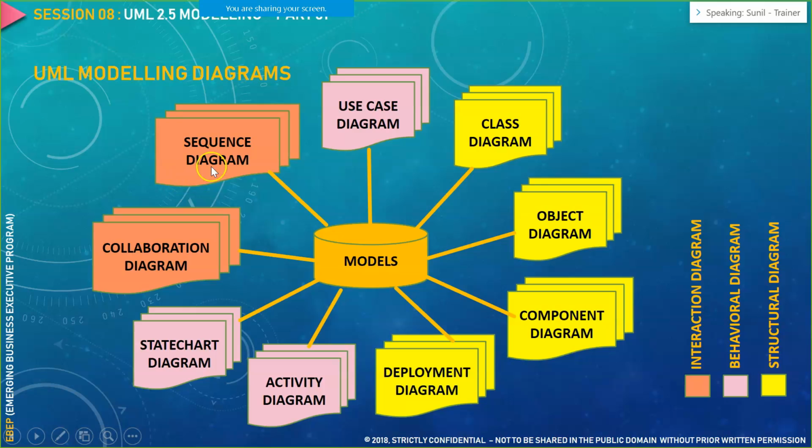For example, sequence diagram and collaboration diagram are part of your interaction diagram. State chart, activity diagram, and use case diagram are part of your behavioral diagram, wherein you model the behavior of particular entities within a particular system. Like I said, you uploading a particular course or taking a particular course. These are behaviors in a particular system, and to model those behaviors you have the behavioral diagram.